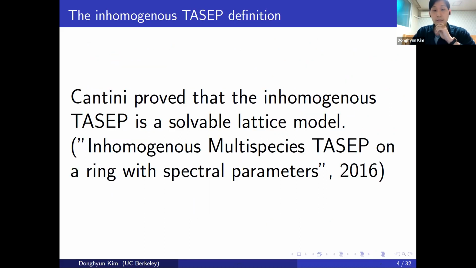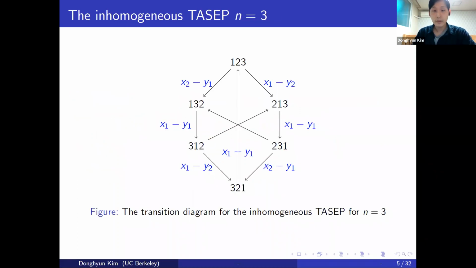The interesting fact about the inhomogeneous TASEP on a ring is that it is a solvable lattice model. Cantini proved that in 2016, and we'll go over this fact in more detail later. This is the example of the inhomogeneous TASEP on a ring for n equals 3. You can see six possible states, and this is the transition rate. The diagram shows the transition rates between states.